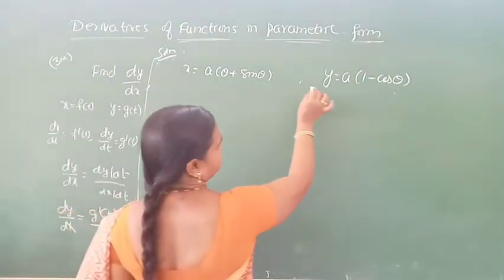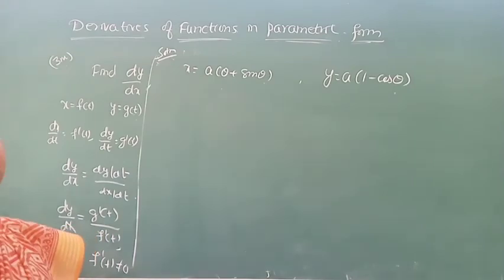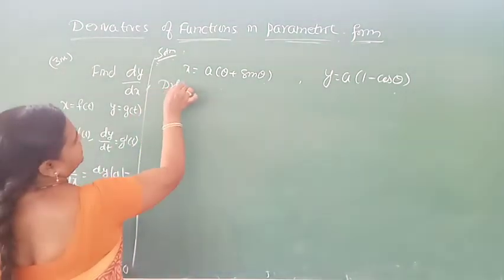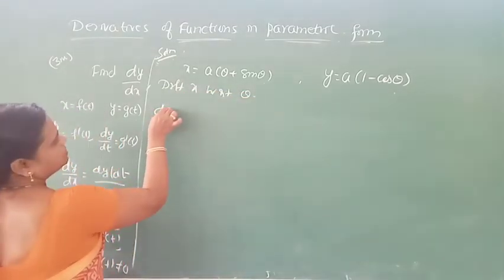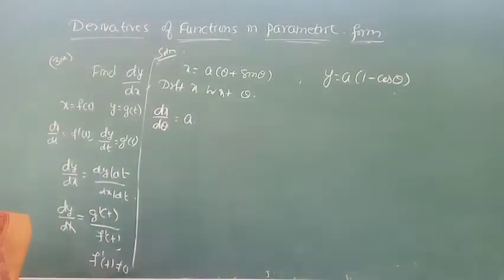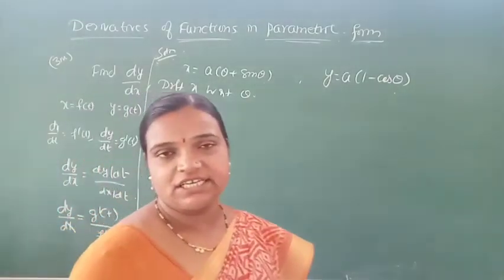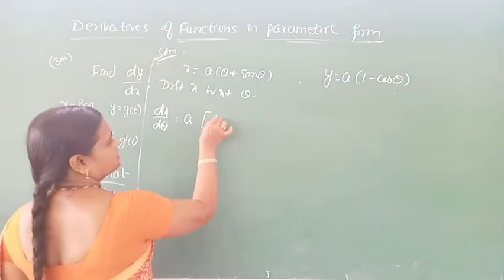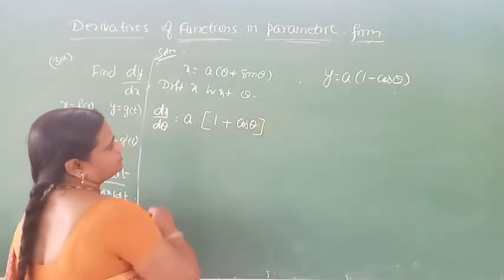x is a function of theta, y is a function of theta. Naturally, we are doing the differentiation with respect to theta. Differentiate x with respect to theta. a is a constant, we can write it outside. Next, theta is nothing but x, and we know the differential of x is 1. Similarly, differential of theta is 1, and sin theta differential is cos theta.